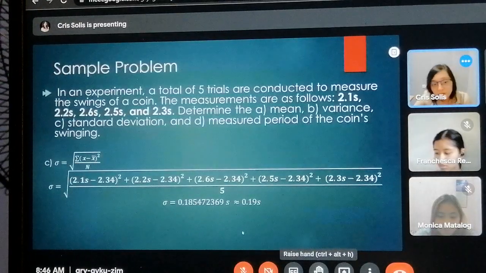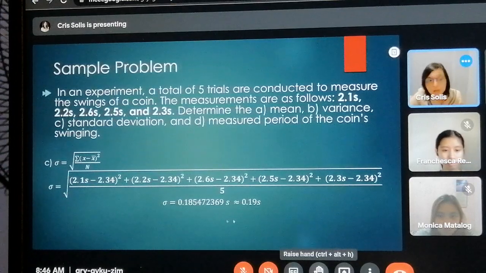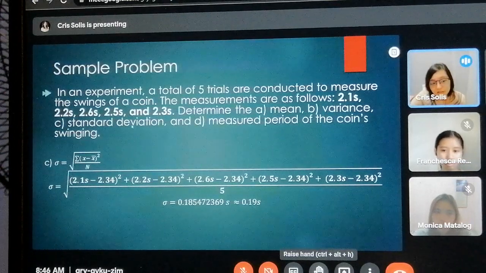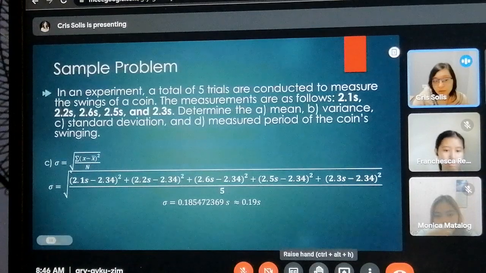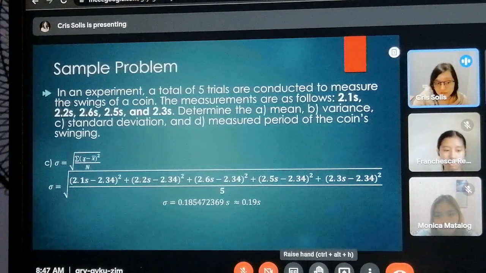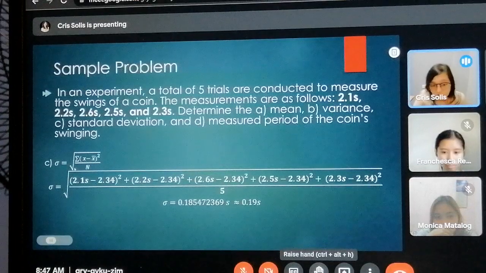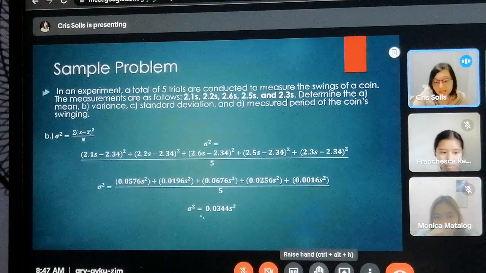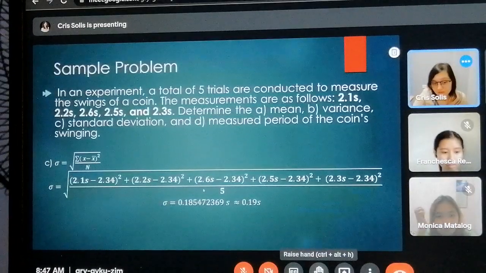Don't worry, I'll be posting this in our Google Classroom. And then, for the standard deviation, just like I told you, the standard deviation is the square root of your variance. So this is, as you can see here, the formula for your variance. Then we added the square root. So to cut the long story short, i-square root nyo na lang to. Para hindi na kayo magganto.